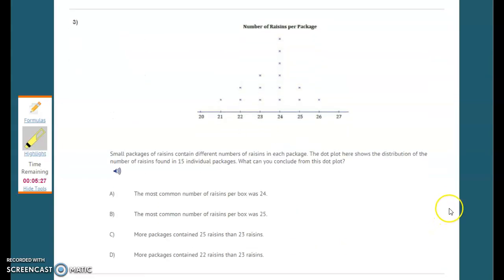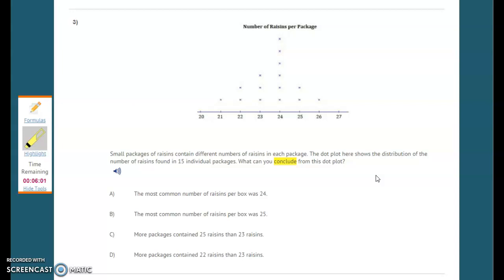All right, so number 3, it's asking you, small packages of raisins contain different numbers of raisins in each package. The dot plot here shows the distribution of the number of raisins found in 15 individual packages. What can you conclude from this dot plot? Guys, when it's asking you to conclude, that means what is your summary? When you look at this, what do you see? What can you interpret? What do you conclude? What do you see based on this dot plot?